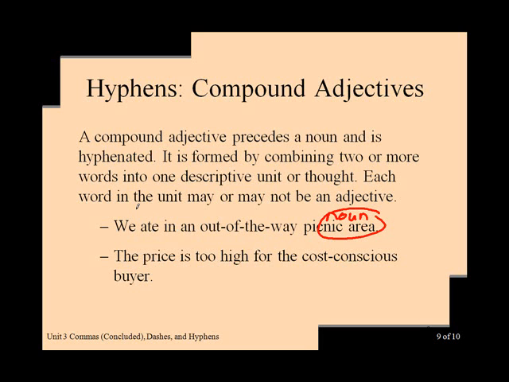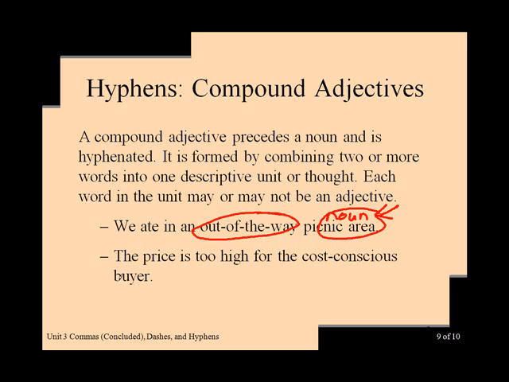For instance, if I say, we ate at a picnic area that was out of the way, that's not a compound adjective. Out of the way is not acting as a compound adjective. When I put it in front of the noun, then it is acting as an adjective. So we have to have a noun directly after what we believe to be our compound adjective. The other thing is it has to be more than one word that gives you an adjective or a thought or a descriptive meaning. Does that make sense?